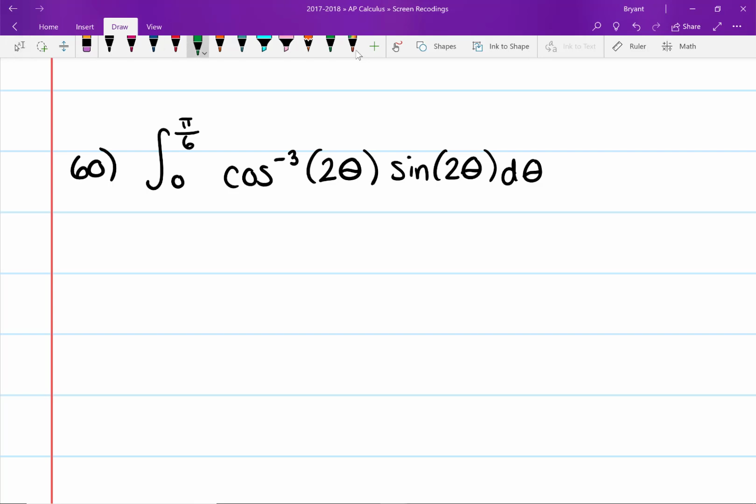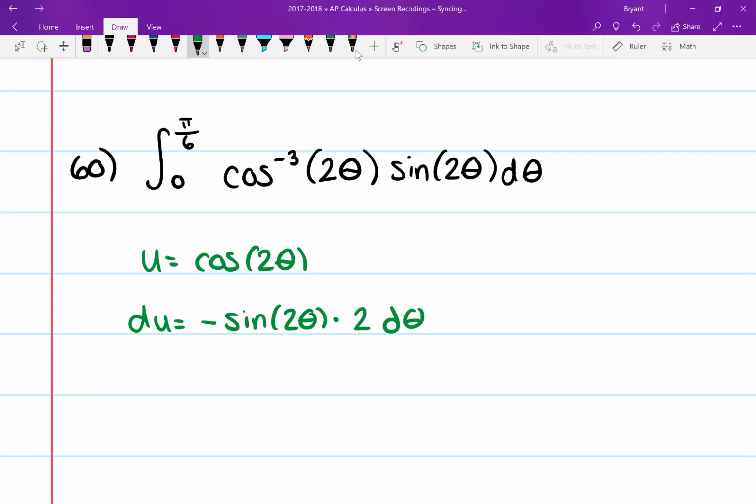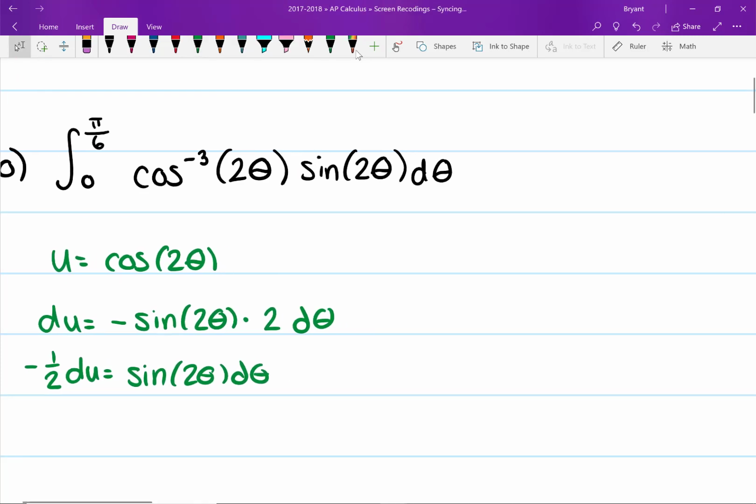So when we start out, we're going to let u equal cosine of 2 theta. We're doing this because the derivative of cosine is sine, and so I have that right here. So when I take the derivative, I'm going to get the derivative of cosine is negative sine of 2 theta times 2 d theta. The 2 comes from the chain rule from the negative sine 2 theta, but I don't want this 2 and I don't want the negative, so I'm going to multiply both sides by negative 1/2, and I'm going to get that this is equal to sine of 2 theta d theta. And now what we have to make sure we do is change our limits.